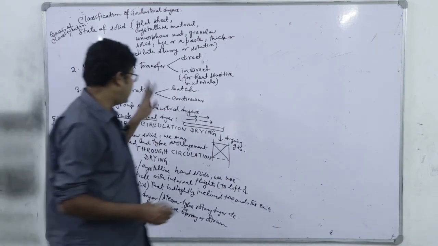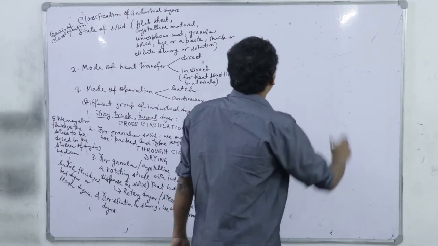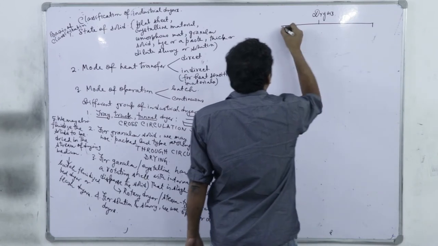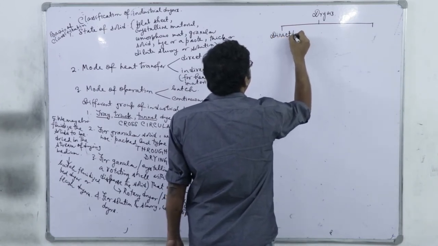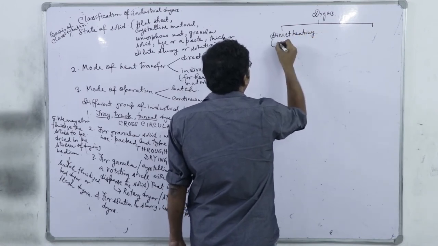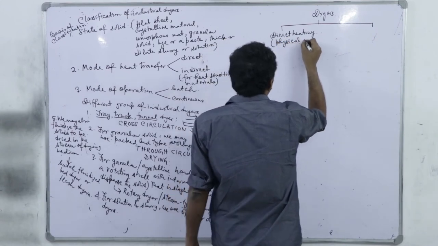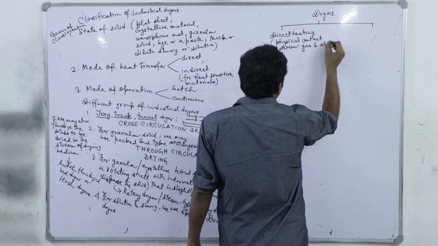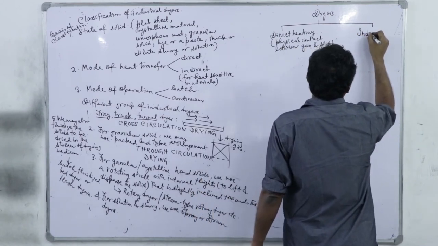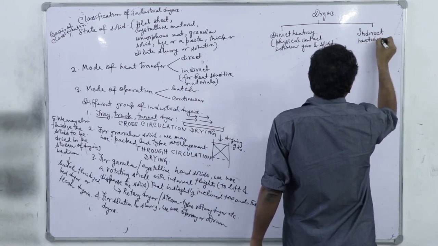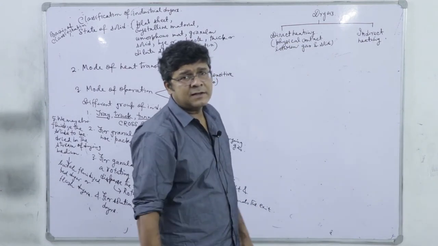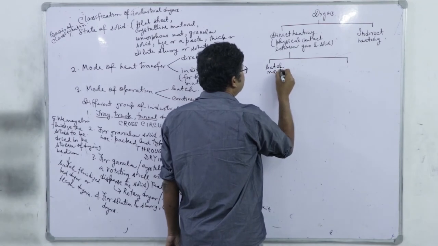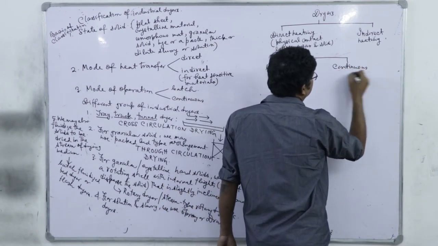So with this basic classification, let's come to the actual broad classification in the form of tree diagram. So first it is the direct heating having physical contact between gas and solid, as alternatively we can have indirect heating. Now in both cases, we can have batch mode as well as continuous mode.